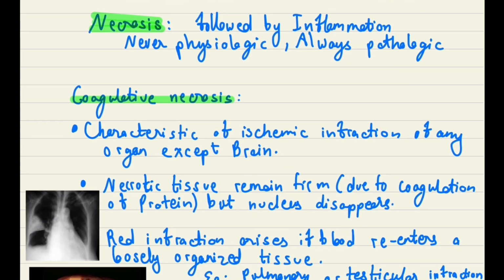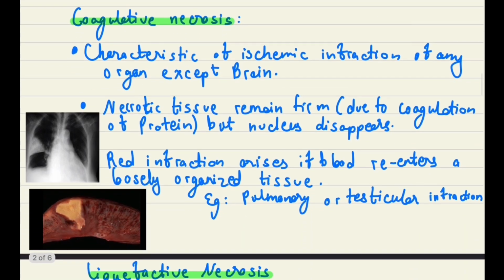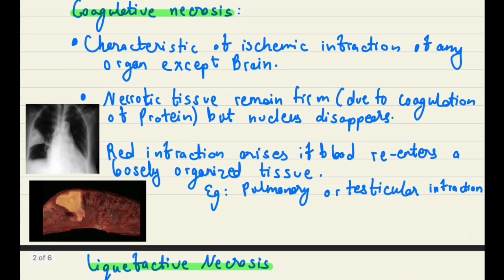What do you mean by necrosis? Necrosis means death of a large group of cells followed by acute inflammation. And it is always due to some underlying pathological process. It is never physiological. And the important thing we have to note is that it is always followed by inflammation, but apoptosis is never followed by inflammation because apoptosis is programmed cell death. We will talk about apoptosis later. Now, first let's talk about the types of necrosis.